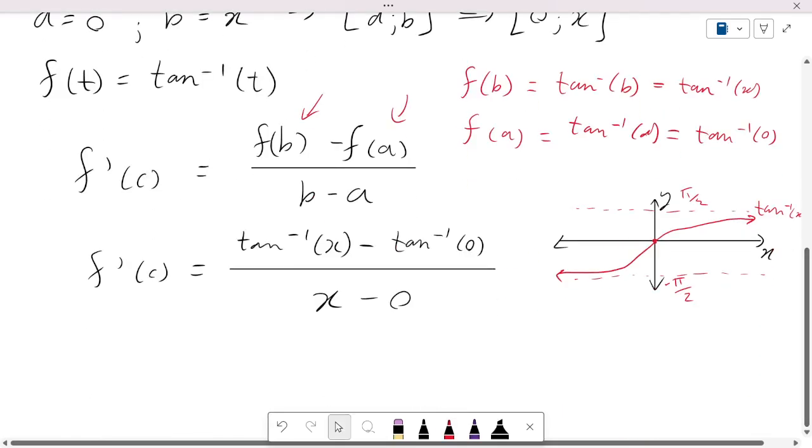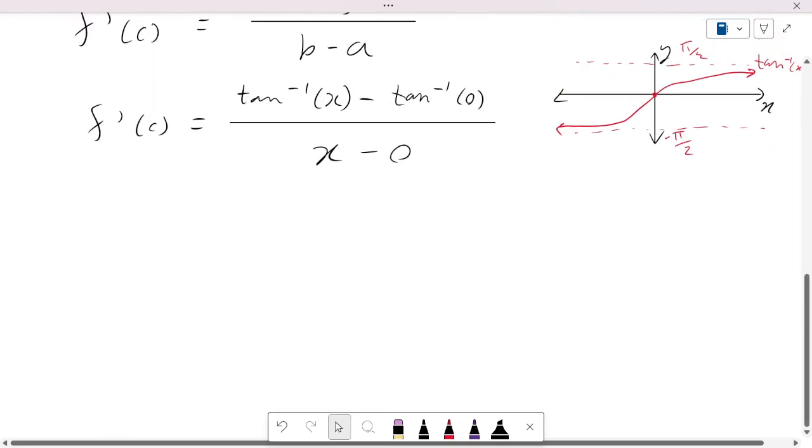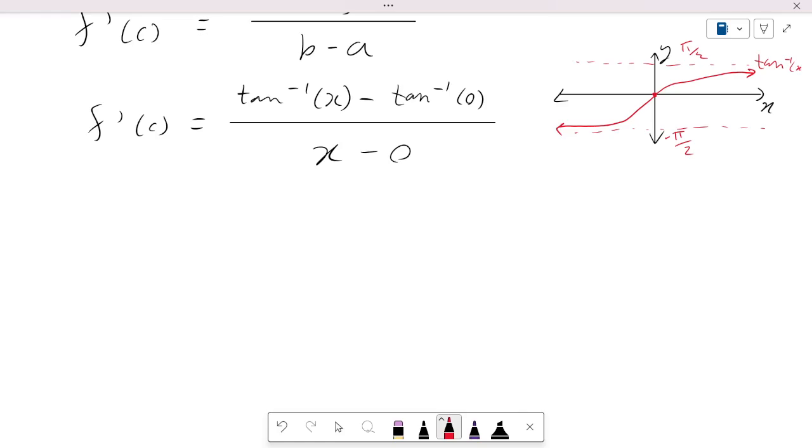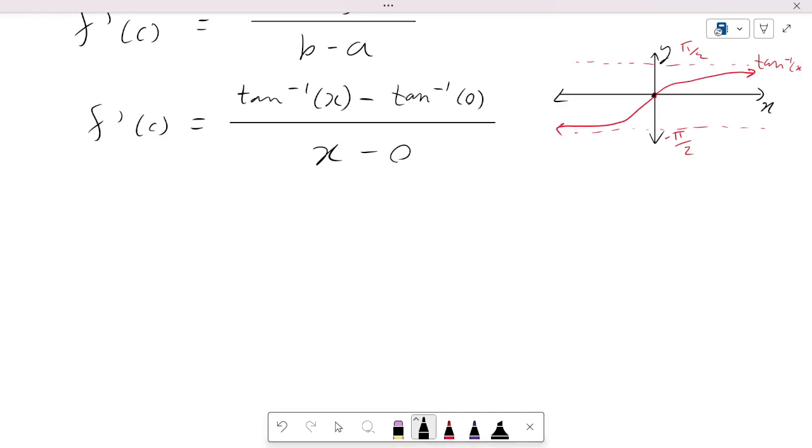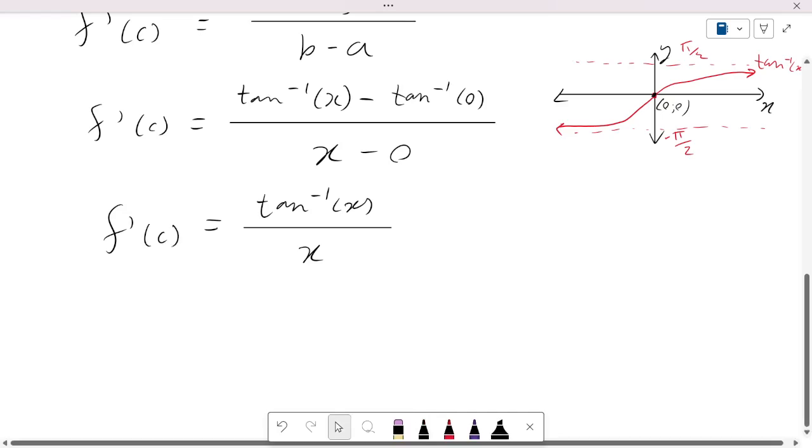Now, what we are going to do here is simplify. Arctan of 0, we can clearly see that the point 0 is basically a part of the origin, right? So it passes 0 by the origin. Therefore, the answer of arctan of 0 is just going to be 0. So it's going to be arctan of x minus 0, so we don't have to write it because 0 doesn't really change anything. And x minus 0 is just equal to x. So f prime of c is just going to be equal to arctan of x over x.